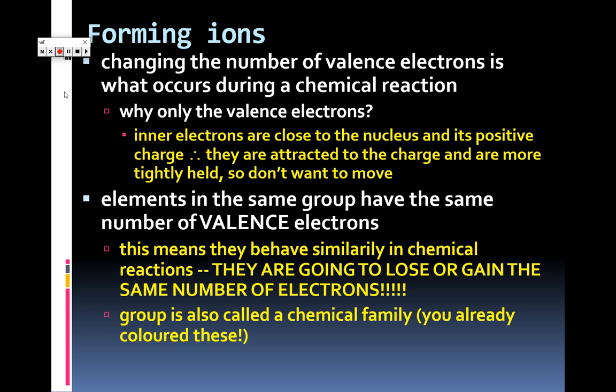Okay, so this is really in words what I just said: if you have a group, they have the same number of valence electrons. They are going to behave similarly in chemical reactions. That's why we call them groups or families. You can color these. If you look at your periodic table, some of the more common groups like alkali metals, alkaline earth metals, halogens, noble gases are actually labeled on the periodic table. They definitely have patterns of reactivity.